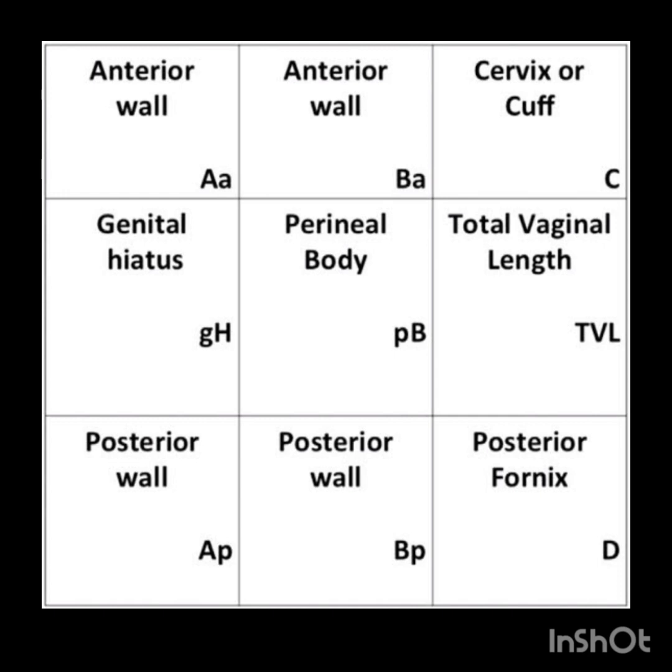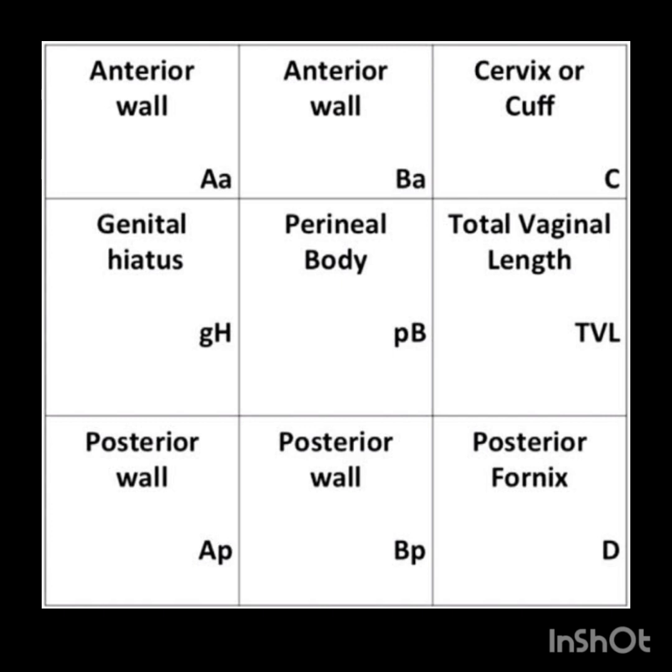The POPQ classification system, as you can see, consists of 9 grids. It has 3 rows and 3 columns, and each grid is of different importance. Starting from the first row, that is the uppermost, it shows the anterior compartment by Aa and Ba, and the cervix or the vaginal vault by C. The third row shows the posterior compartment by Ap and Bp, and the posterior fornix by D.